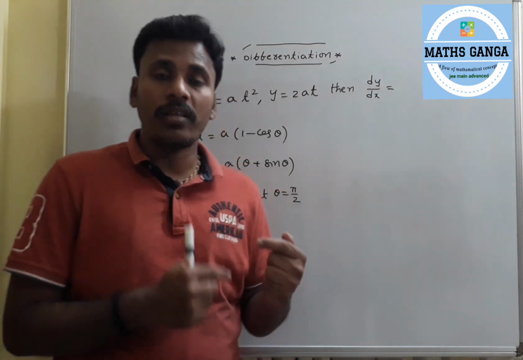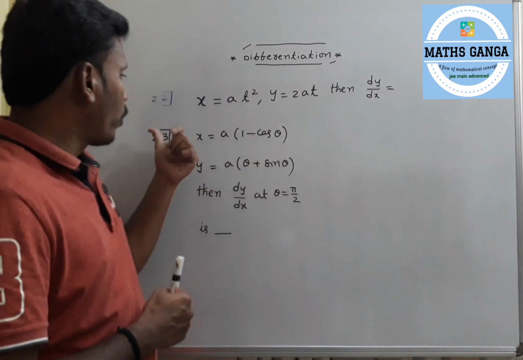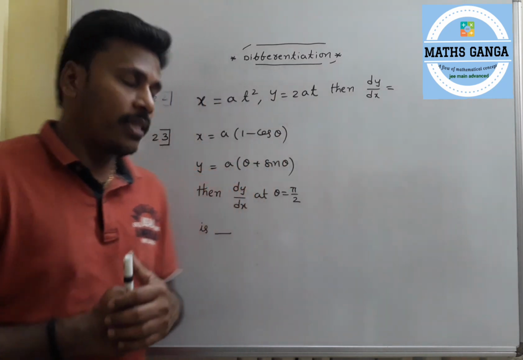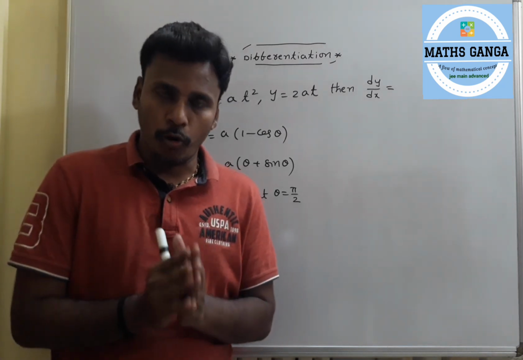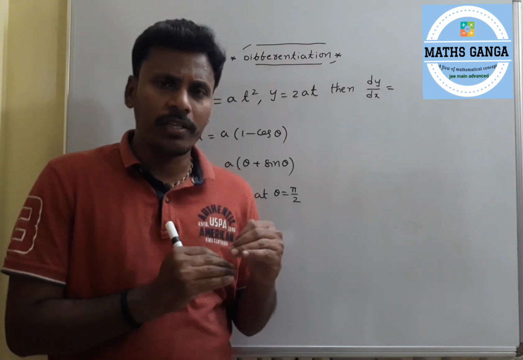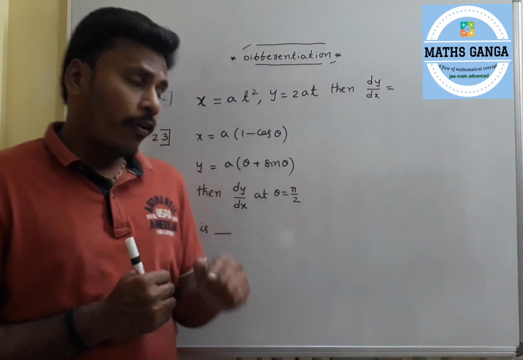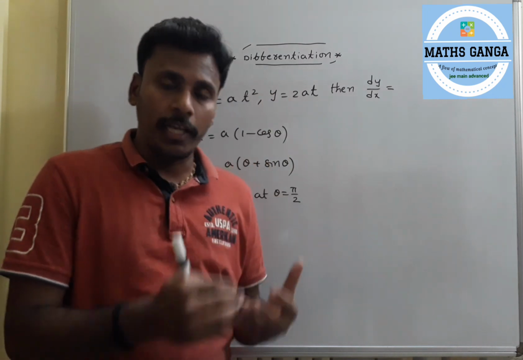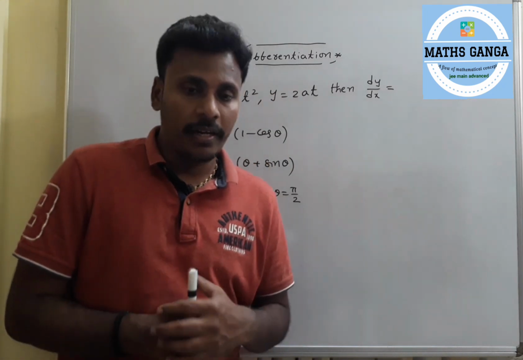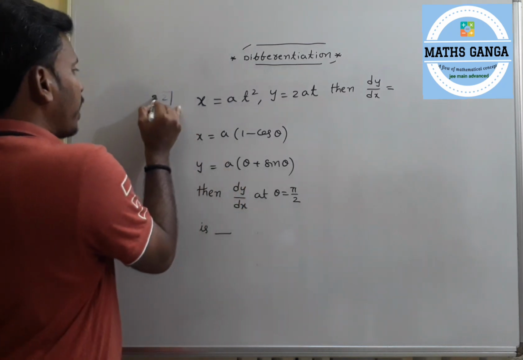These two, x and y, are connected with some other parameter, say t in the 22nd problem, and say theta as a parameter in the 23rd problem. For this type of problem, it is not easy to find dy by dx directly. We need to find the derivative of y as well as x both with respect to t, and then we need to calculate dy by dx. So first of all, look at this 22nd problem.